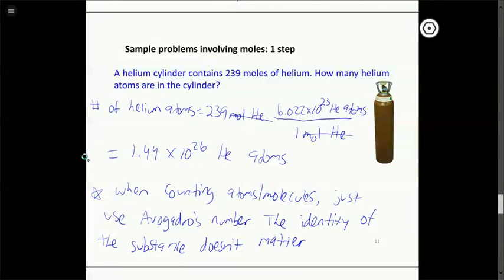So in other words, I set up this problem as a cylinder of helium to find out the number of helium atoms. But if I had told you it was a cylinder of argon or neon or xenon, any other gas or any other element, you would set it up exactly the same way. So it doesn't matter that this is helium, you still use the same Avogadro's number and nothing changes about how you do the calculation. Avogadro's number applies to 1 mole of any substance, 1 mole of any element, or 1 mole of any compound, as we'll talk more about next week.